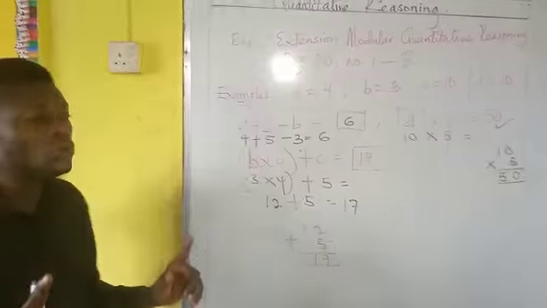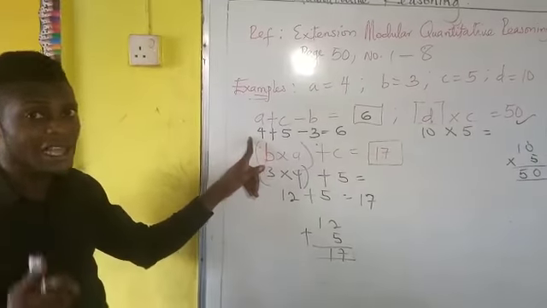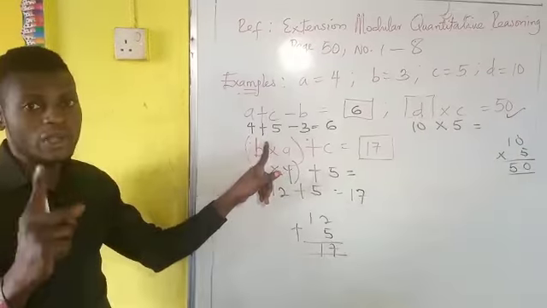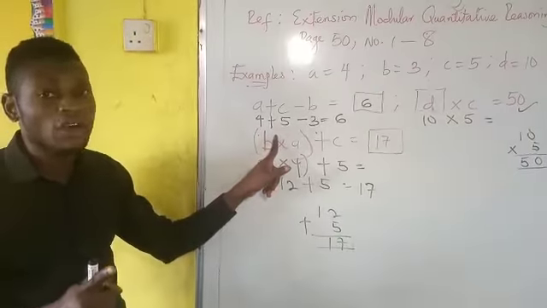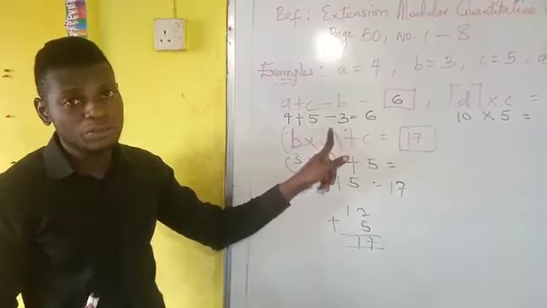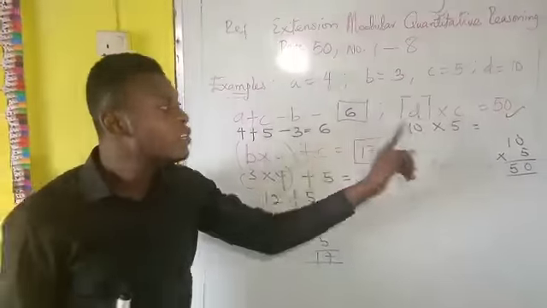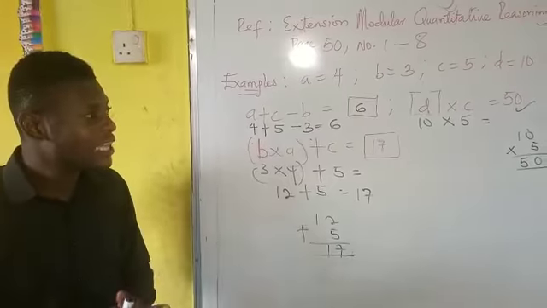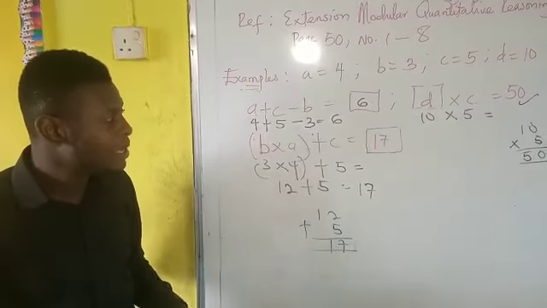All you need to do is to analyze it, like I said, and do not forget your signs. When you have a plus, remember to put your plus. When you have a minus, remember to put your minus. When you have a times, remember to put your times. And when you have a divide, remember to put your divide. So that settles the examples.